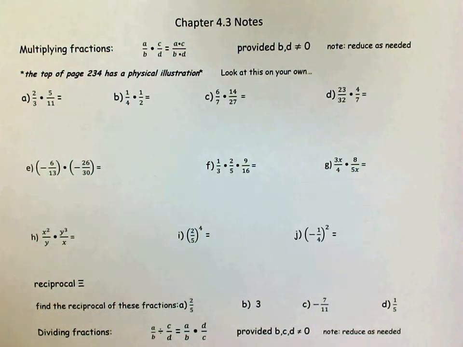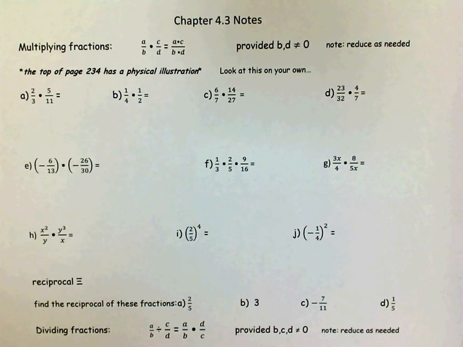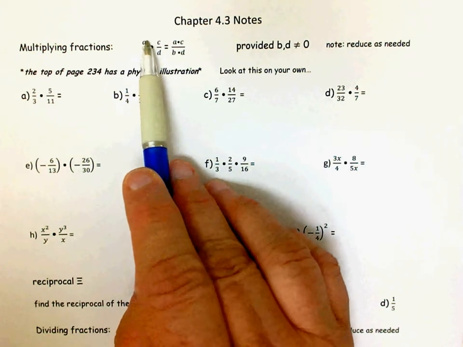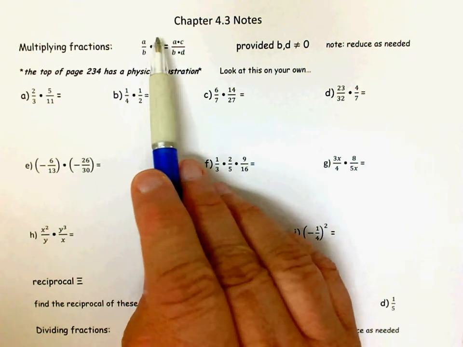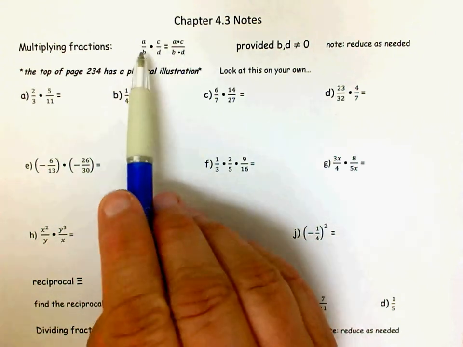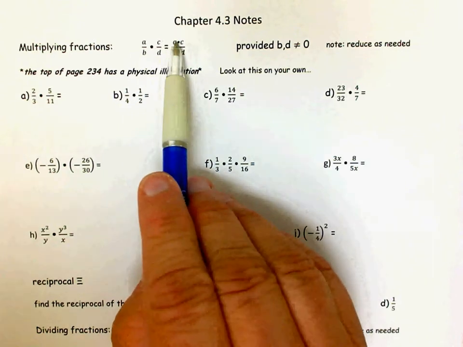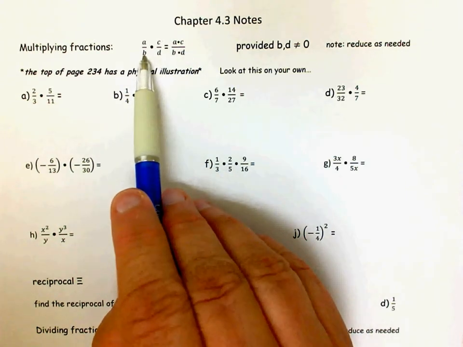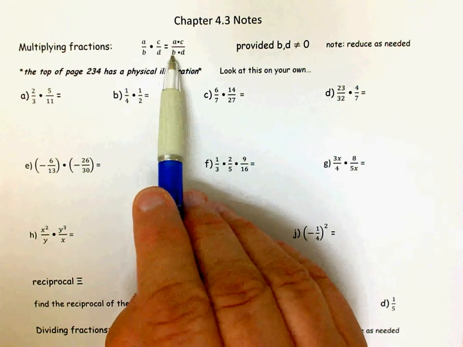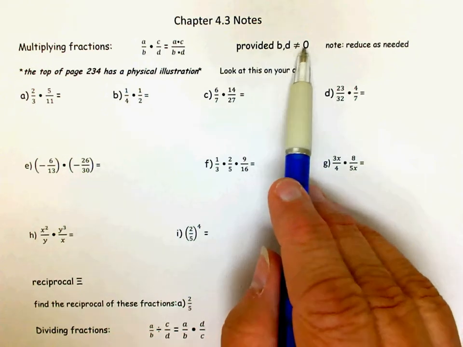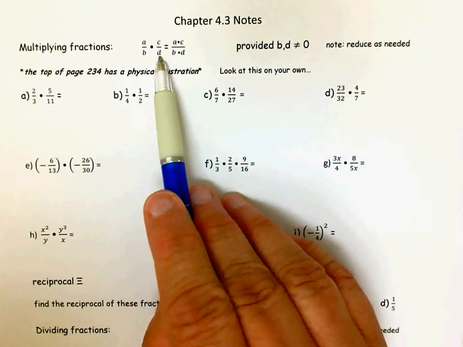Okay, with chapter 4.3 we are getting into the meat of fractions. Not the hardest part, but some meat. Multiplying fractions. If you have some fraction a over b and you multiply it to some fraction c over d, what you do is you take a times c, so you multiply the numerators for a new numerator. Then you take your b times your d for a new denominator, provided that b and d do not equal 0, because you cannot divide by 0.